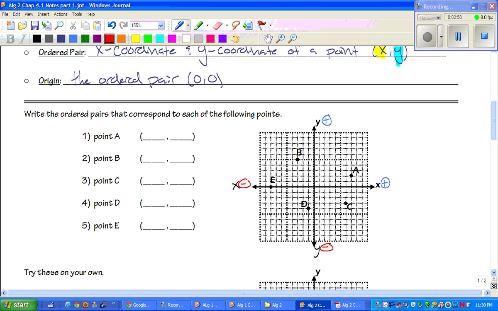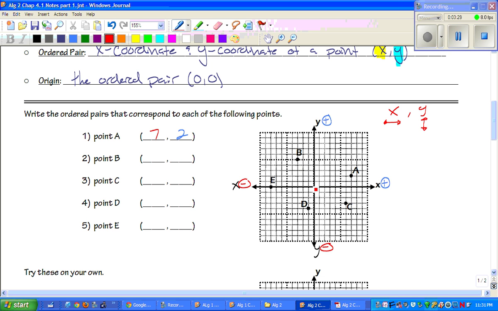So let's take a look. Where is point A? Now, we're going to start at the origin. First, our x tells us to go right or left. Our y tells us to go up or down. So first, we're going to go to the right. 1, 2, 3, 4, 5, 6, 7, and then we have to go up 2. So our point is 7, 2.